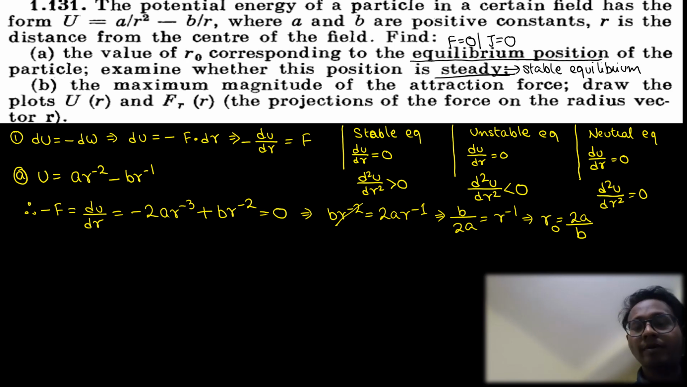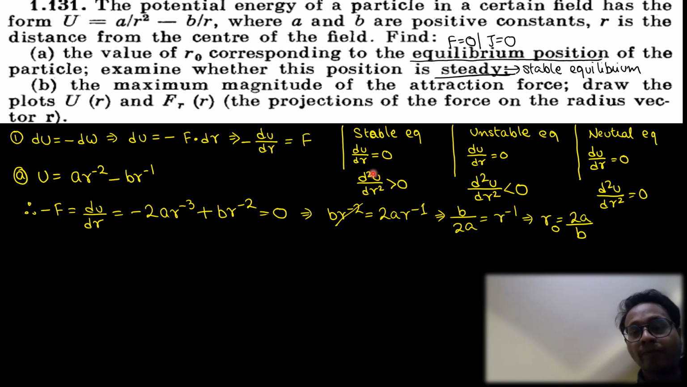Only in stable equilibrium the position will be steady. If you deviate it from stable equilibrium, it will return back to its original position. In unstable equilibrium, if you disturb it, it will fall away. In neutral equilibrium, if you disturb it, it will stay wherever you have disturbed it. Understood? So now you have to find out whether this position is in stable equilibrium or not.